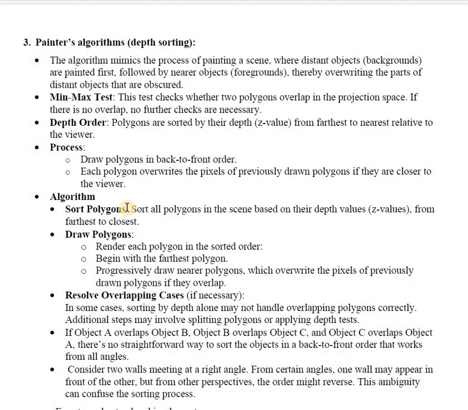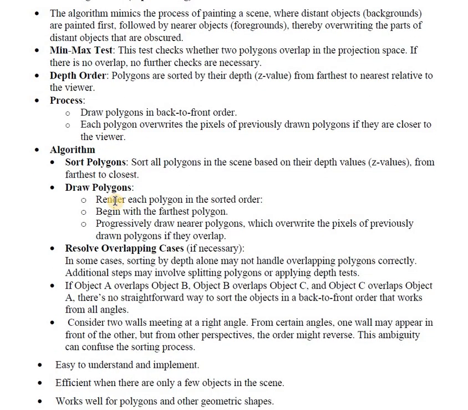After that, Painter's algorithm. Painter's algorithm, the process is very simple. You first sort all the polygons. So you need to know the z values or the depth values of all the polygons, and according to the depth values, you sort them from furthest to the closest. Then you draw. Render is nothing but you draw each polygon in a sorted order. You begin with the furthest polygon and then you come to the nearer ones.